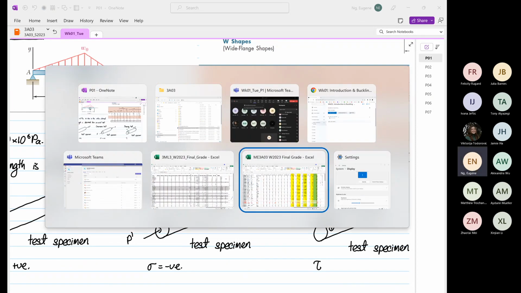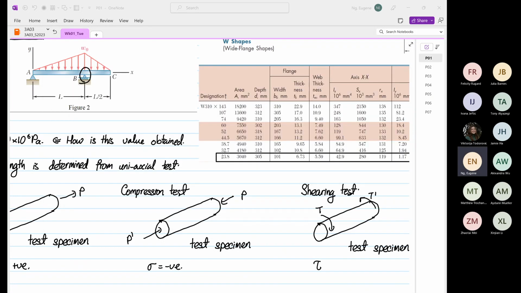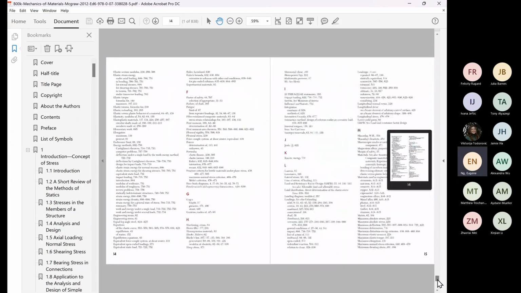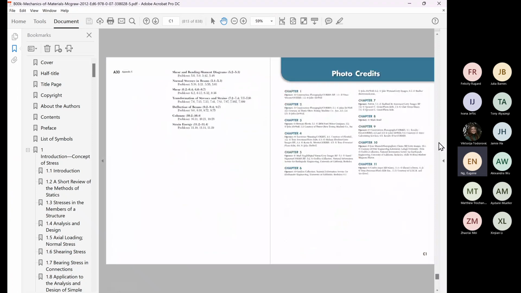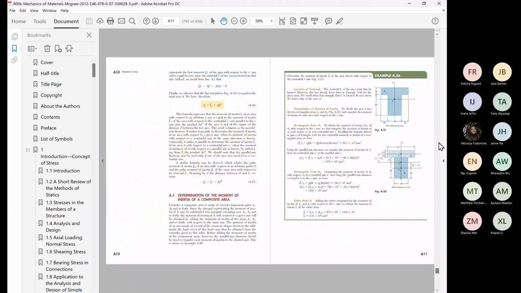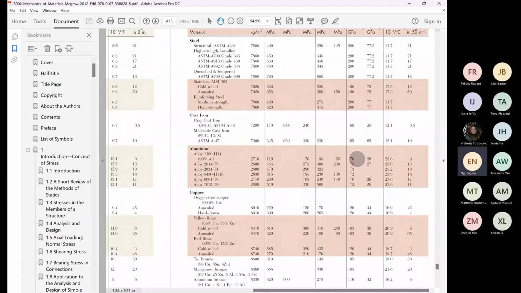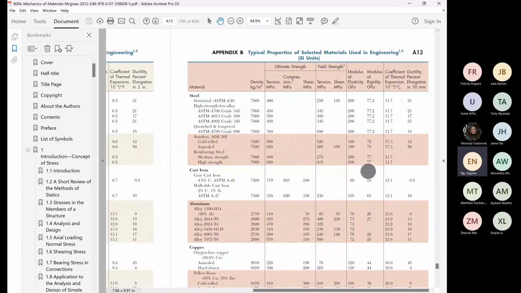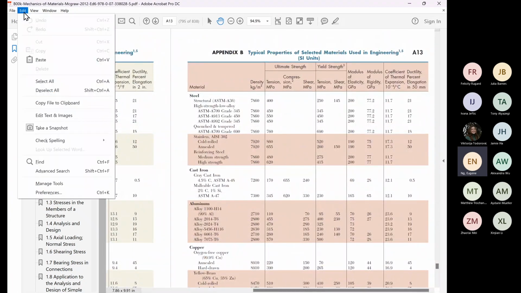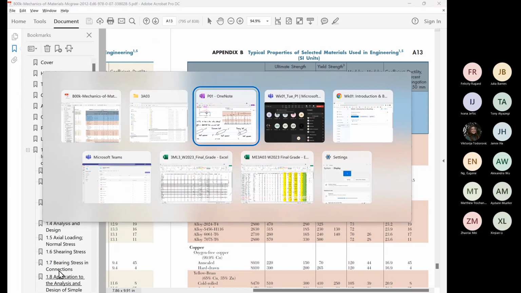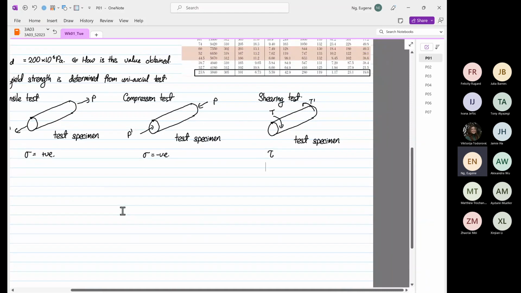we have the table. Let me, probably I closed the book already. Let me get the book again. So that is why if we look at the book, okay, or any material handbook, you can see the values, right? I'm going to copy this page.